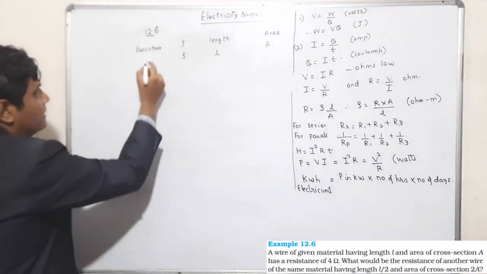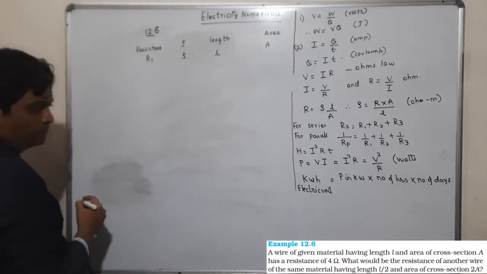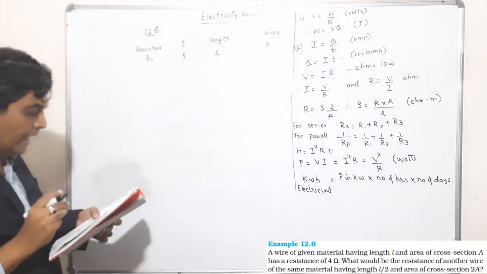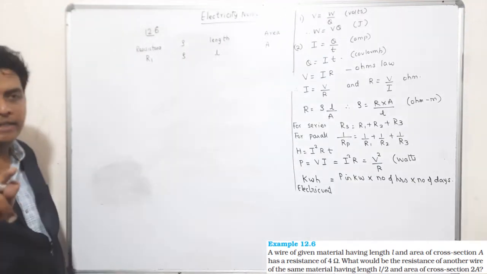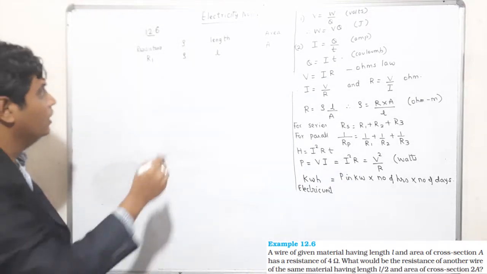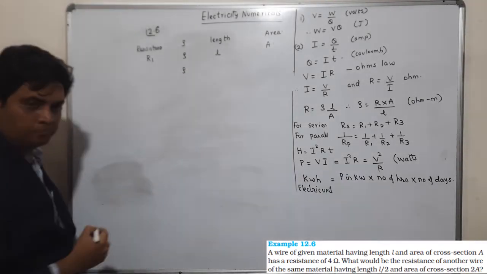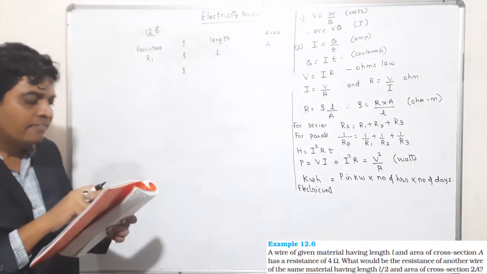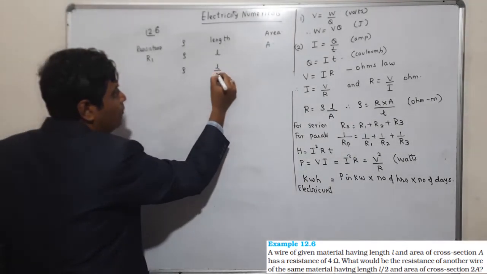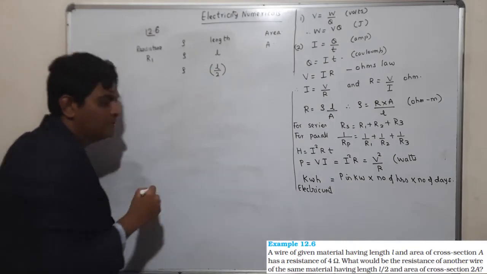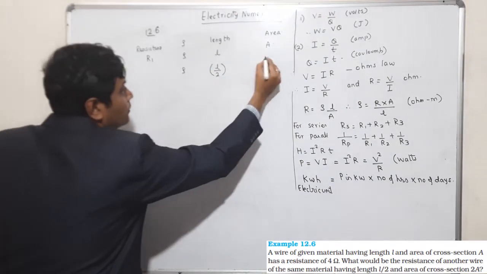And in this case, let the resistance be R1. Next, what will be the resistance of another wire of the same material? Because it is the same material, rho will be the same. Now what they are saying, having a length of L by 2. So here the length is L upon 2, and the area is 2A.